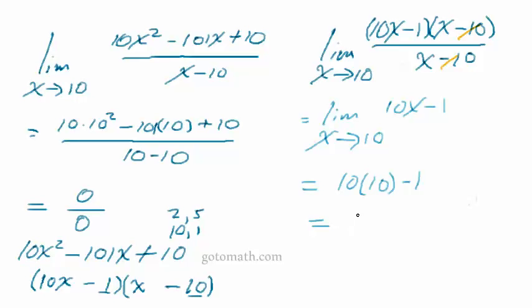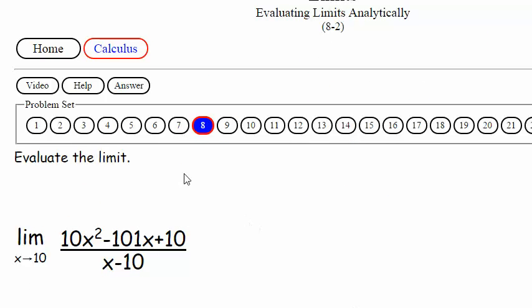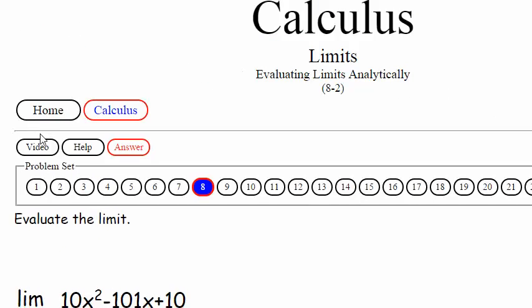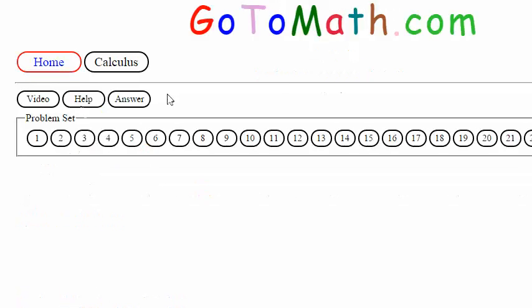So we end up with, is that 99? 100 minus 1, we end up with 99. Alright, so let's hold our breath and see what the answer shows, 99. Alright, see you there.